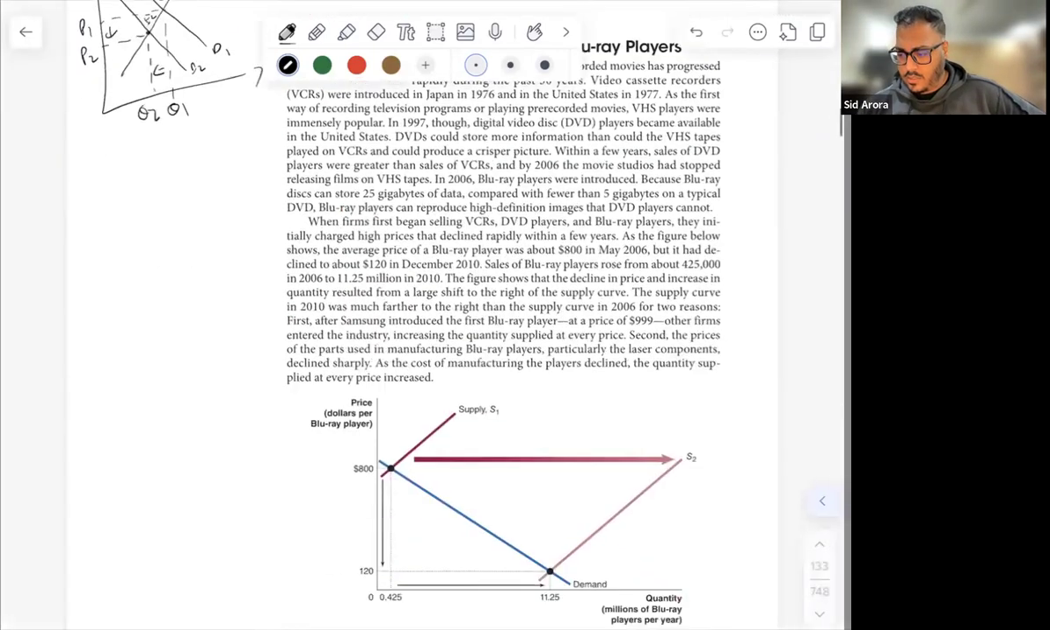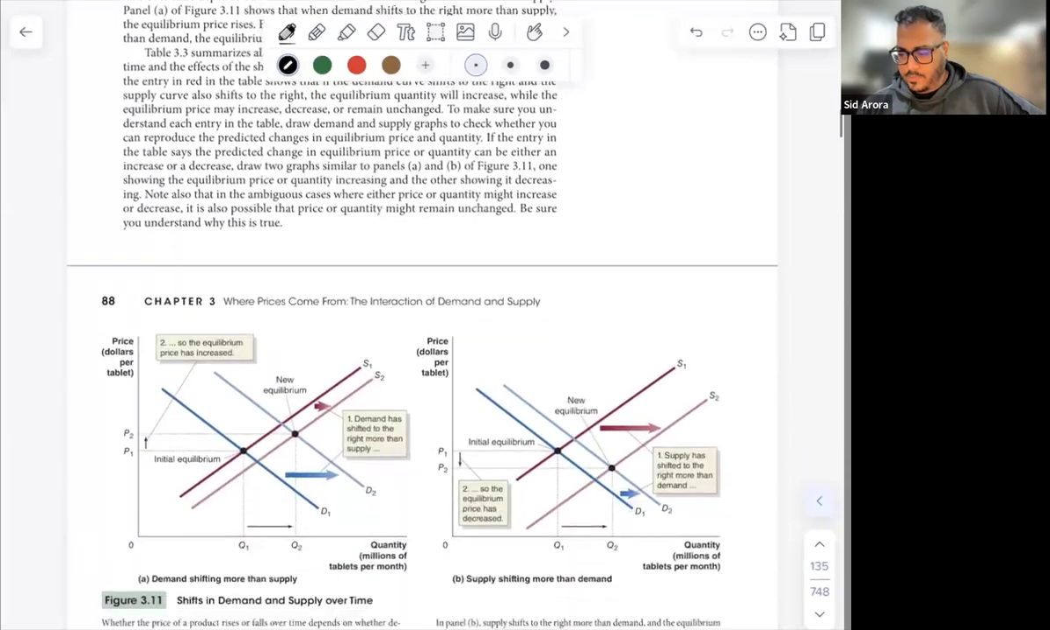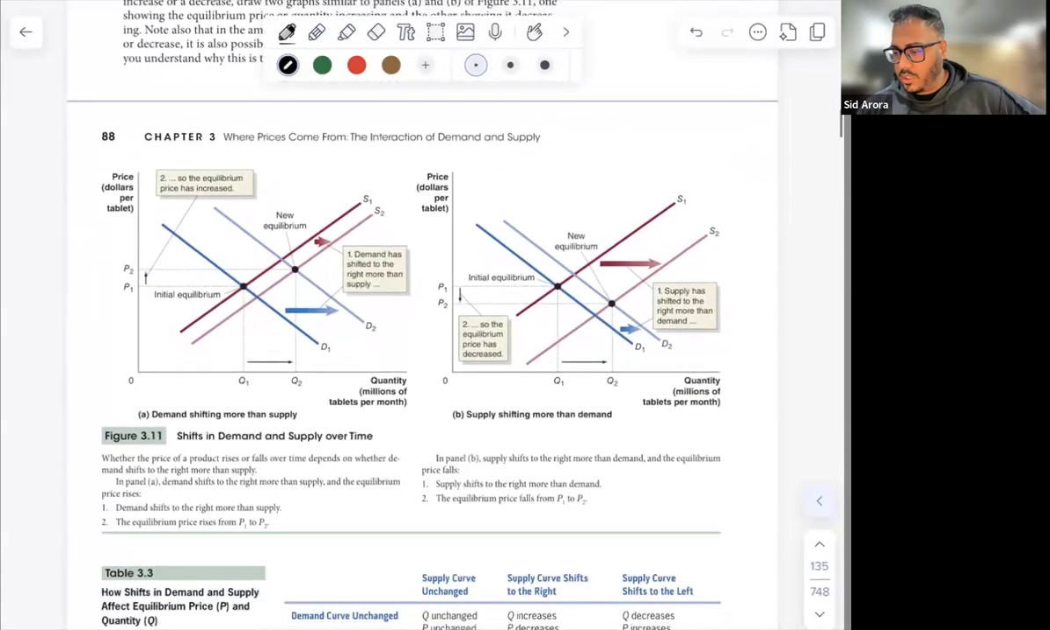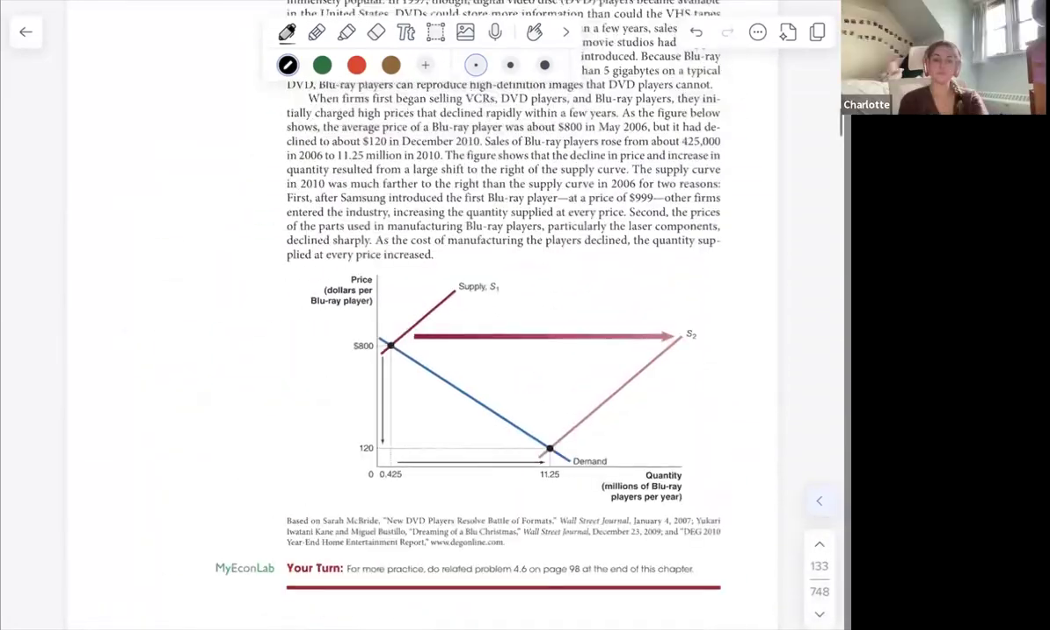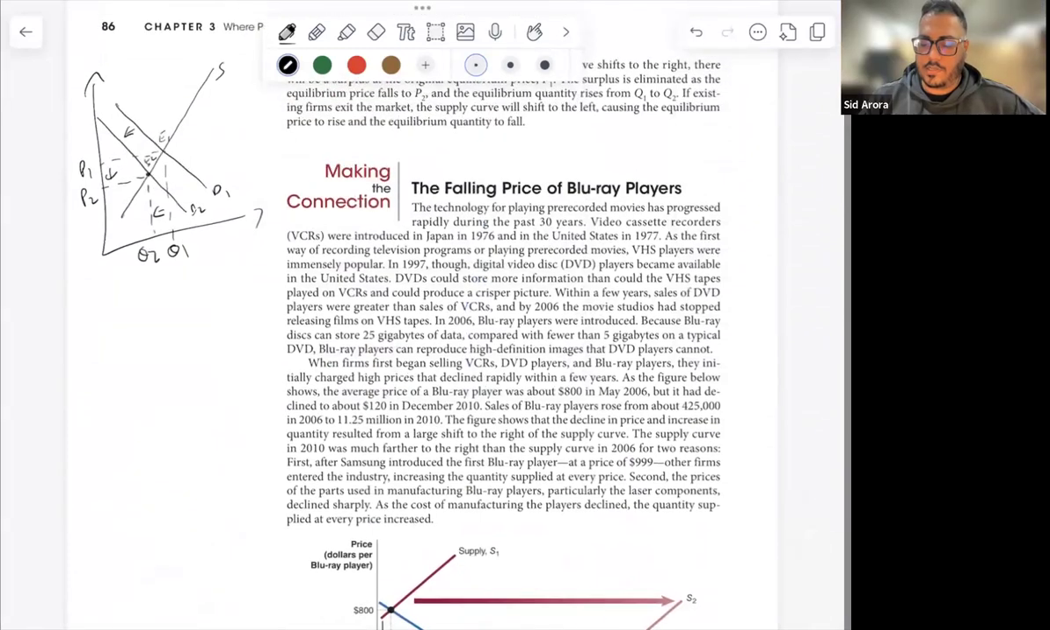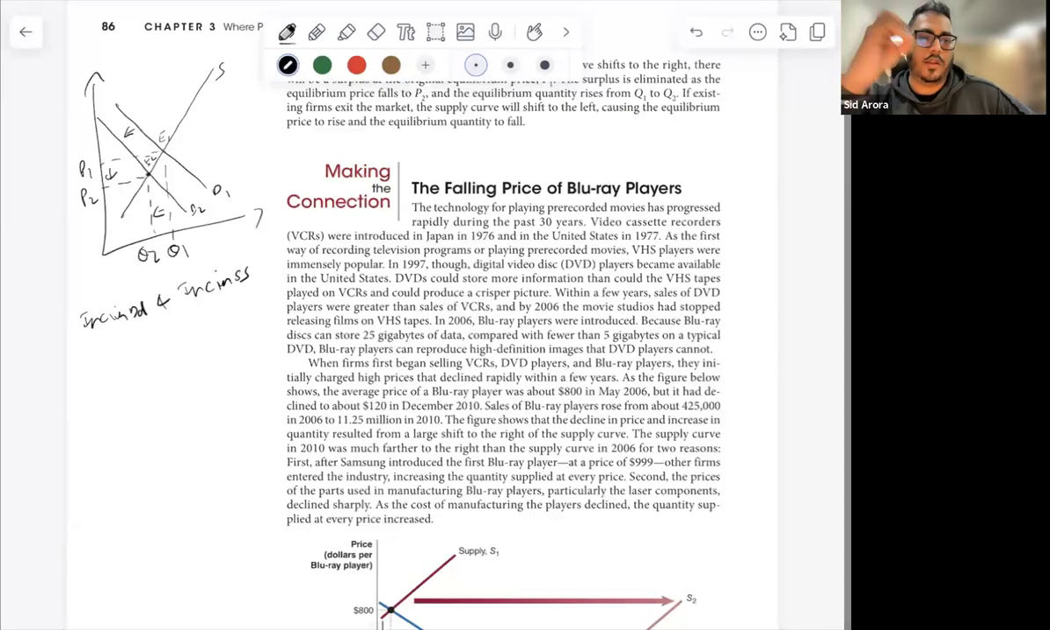We can look at cases where both demand and supply change. So let's say there's an increase in demand and there is an increase in supply as well. Just by looking at that, when there's an increase in demand, there's a rightward shift in the demand curve, right? When there's an increase in supply, there's a rightward shift in that. So what matters is how much it's changing. Which one is the more dominant one?